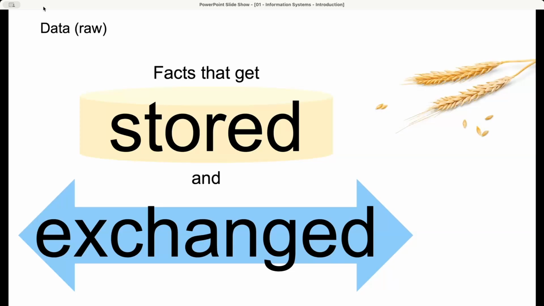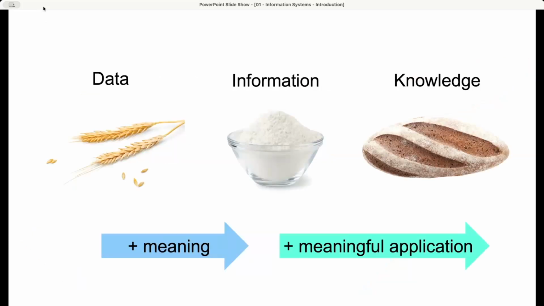Stored means that you can put them on your computer drive, on your machines. Exchange means that you can also send them over the wire, from machine to machine. So that means you can download data sets from the internet, you can upload them, and you can store them on your machine or in the cloud and process them.